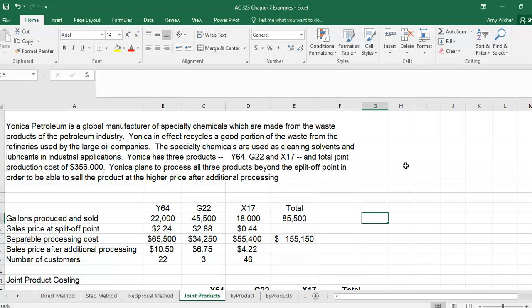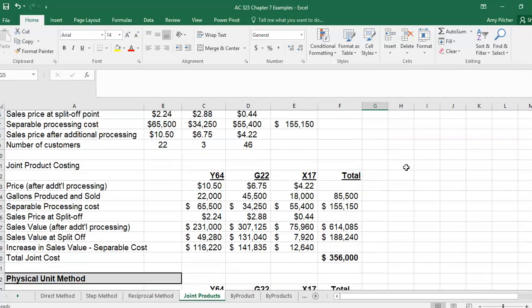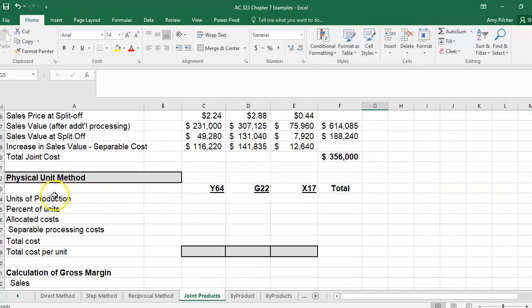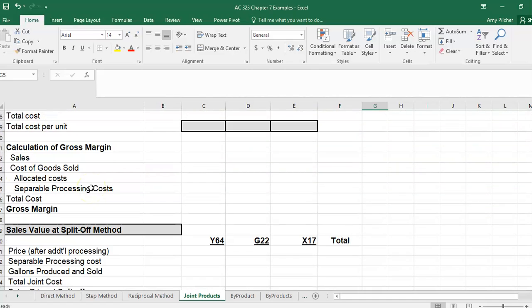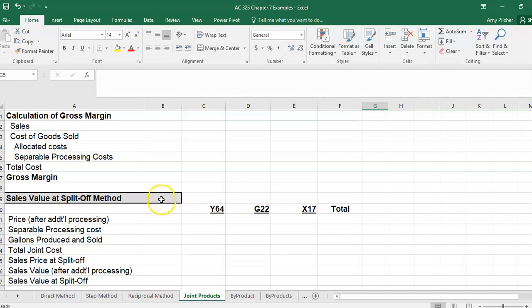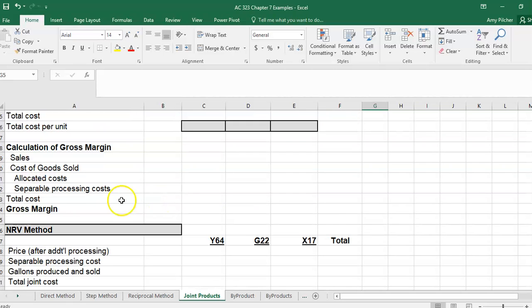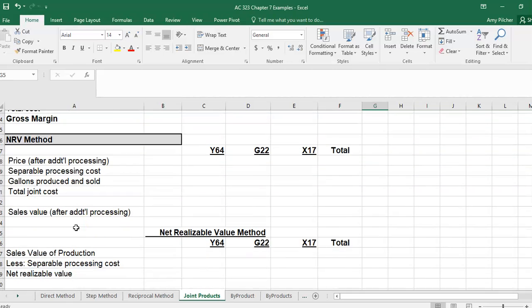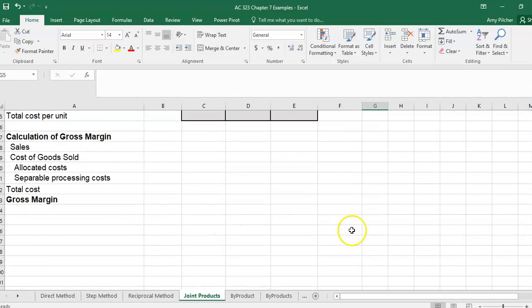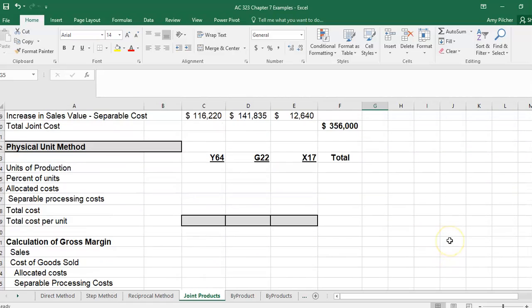We can see here that we have three different products, and we have joint production costs of $356,000 that we're going to allocate out to the three products. We have three different methods that we can do that. We have the physical unit method, the sales value at split off method, and the net realizable value method. So we're going to look at each one of those individually.